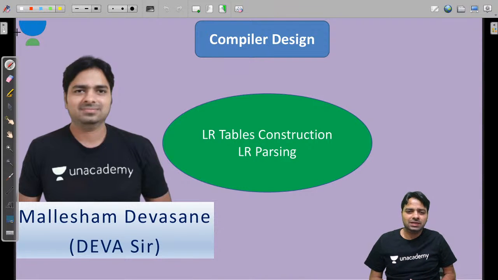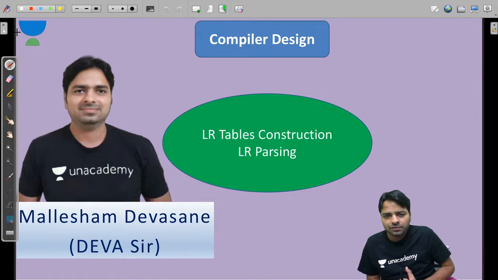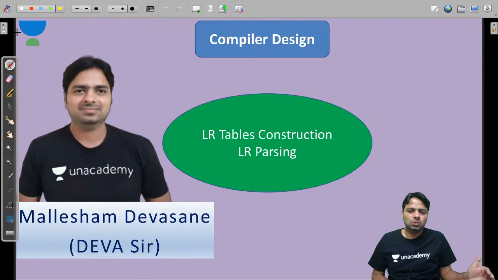Myself Malesham Devasai. In this class, I'll be discussing a very important topic from the exam point of view: the differences between the LR grammars and LR tables, as well as how to construct them, and what LR parsing is. If you look at the previous sessions, we have seen how to check whether the given grammar is LR0, SLR1, LALR1 or CLR1. We have the various rules to check the conflicts like SR and RR conflicts.